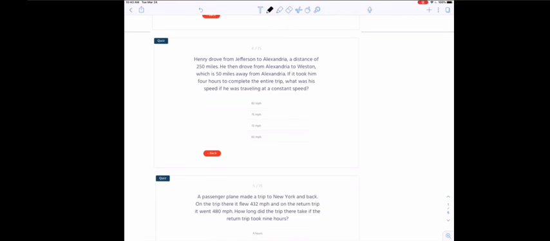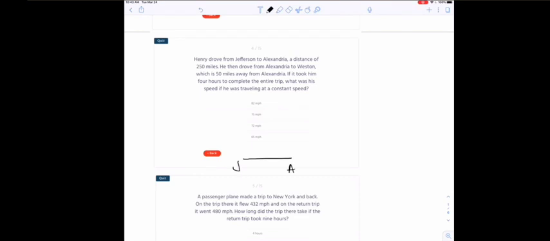So it says, number 4, Henry drove from Jefferson to Alexandria, a distance of 250 miles. He then drove from Alexandria to Weston, which is 50 miles away from Alexandria. If it took him 4 hours to complete the entire trip, what was his speed if he was traveling at a constant speed? Okay, so for this, I like to make a little graph.